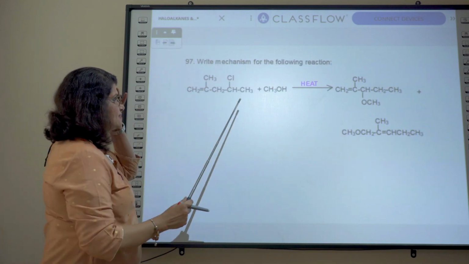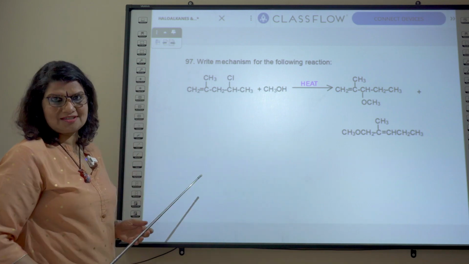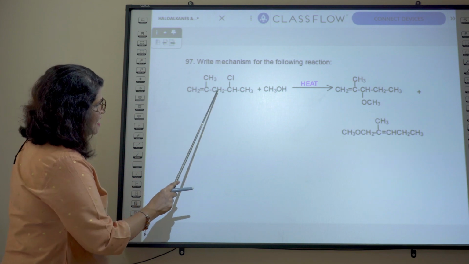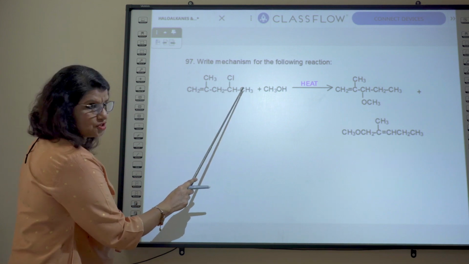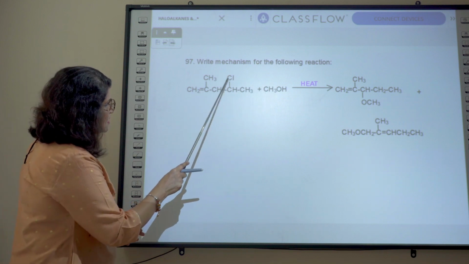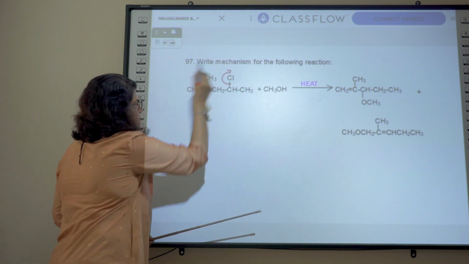Again, write a mechanism for the following reaction. Let's understand the question first. So we have CH2 double bond C CH3, CH2 CHCl CH3 plus methanol. Under normal circumstances, this Cl is lost as Cl minus. So this bond has to break, right?